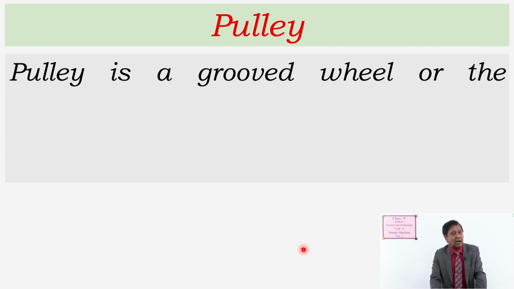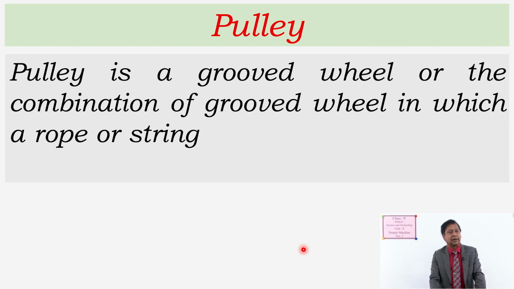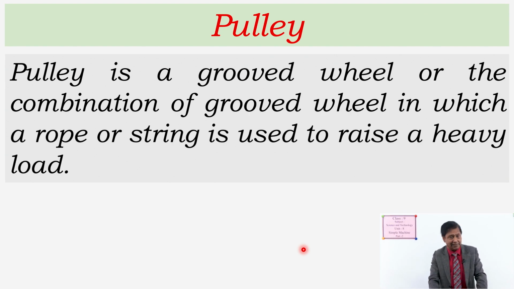Look at this. A pulley is a grooved wheel or a combination of grooved wheels in which a rope or a string is used to raise a heavy load. Grooved wheel means this is a wheel, but at the rim there is a groove in which the rope can be fitted. I mean to say the rope can move in the groove.